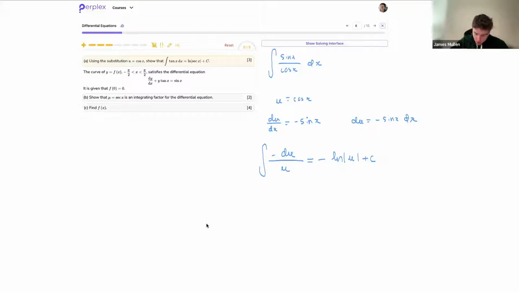And I have u is equal to cosine of x, so it's going to be negative ln of the absolute value of cosine of x. And how do I make that into the secant? Well, I just put the negative inside as a power. I'm going to do ln of 1 over cos of x, which is ln secant x plus c. All right, that's my answer to part A.